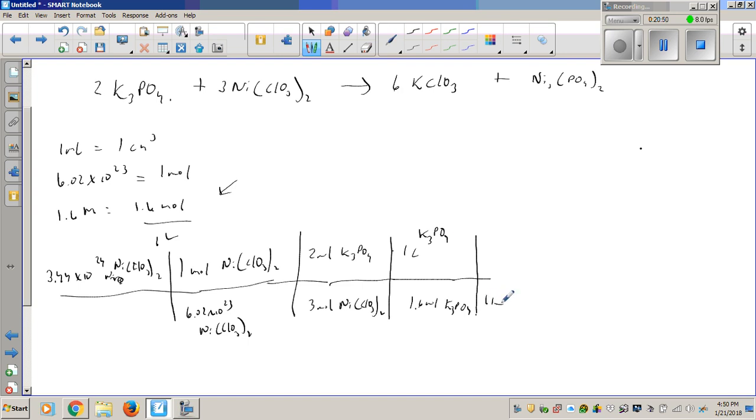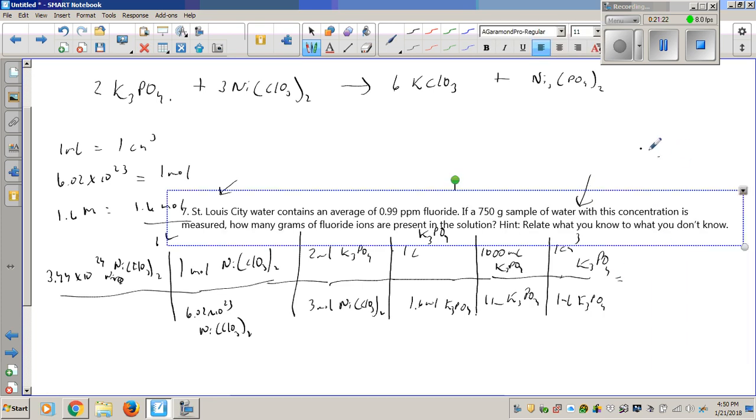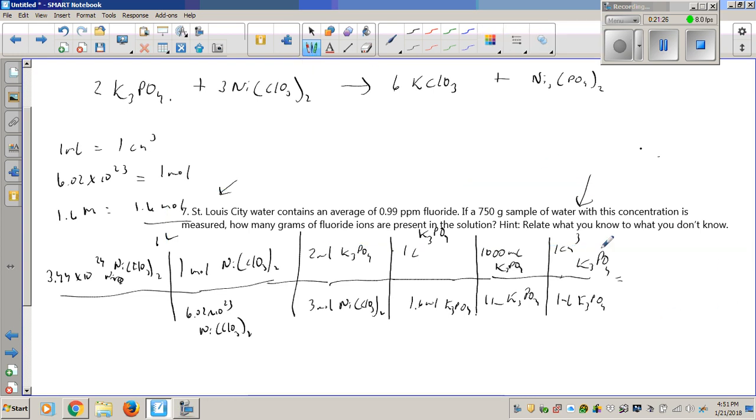And since we know that 1 liter is equal to 1,000 milliliters, and both of these are potassium phosphate, and we know that 1 milliliter is equal to 1 cubic centimeter. That's exactly what we're trying to find, the cubic centimeters of potassium phosphate needed to react. And so we've gone through all those conversion factors, and we should end up with 238 cubic centimeters. So we went a little bit long in the video, but hopefully this helps you answer some of those questions. All right, thank you for watching.